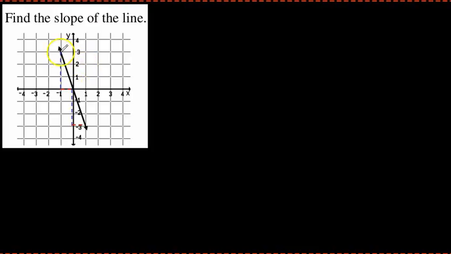Find the slope of this line. Okay, this is a line, and they want us to find the slope. What do we need? We need 2 points to find the slope. So first of all, pick any point you want. It's better to pick a point that you can identify, because we know the x and y of those 3 points.